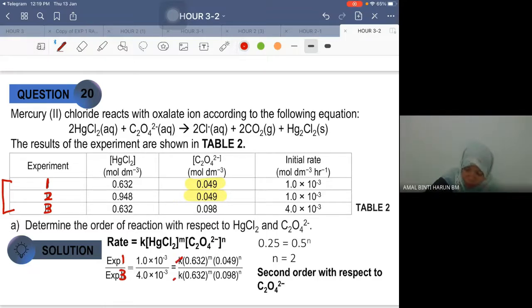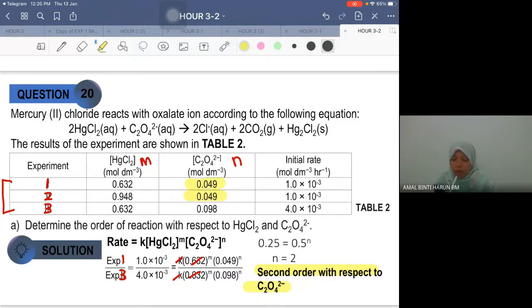K dia sama. Concentration ini M is, ini order bagi mercury chloride, N order bagi oxalate. So, K dia sama. Concentration siapa sama? Concentration mercury chloride sama. Kita cancelkan. So, you akan dapat N is the order for the oxalate. So, it is second order respect to oxalate. Okay, boleh? Eksperimen 1 divide by 3 boleh, 3 divide by 1 boleh. Ada soalan? Okay.